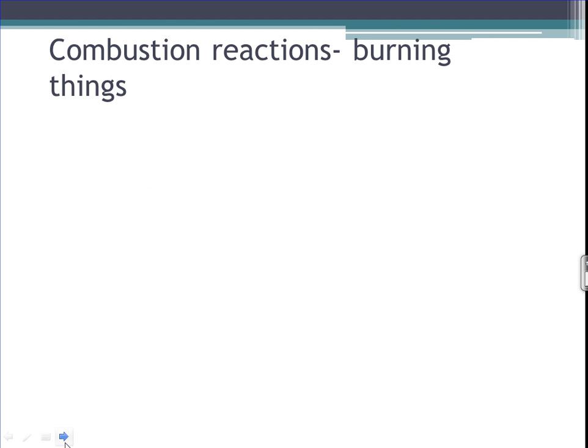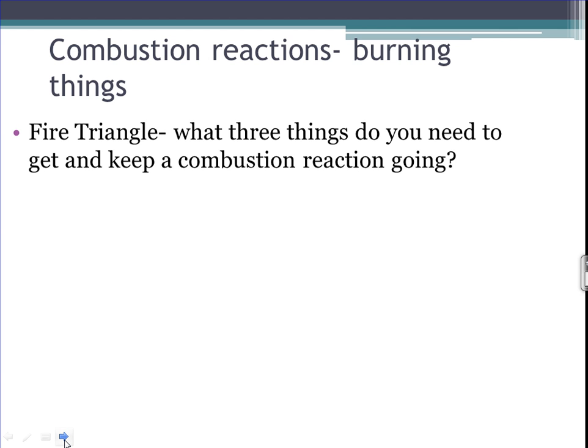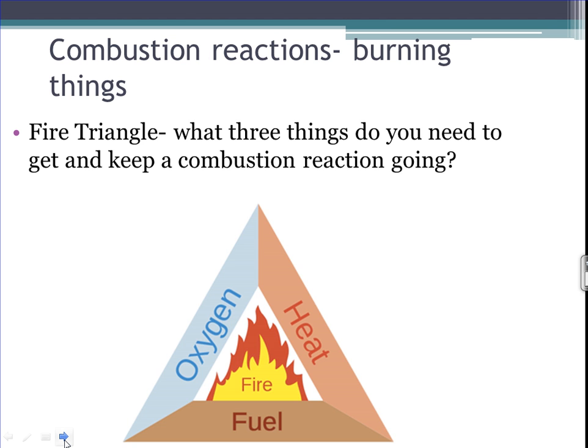What do you remember about the combustion reaction, burning things, from the fire lab? Remember the fire triangle. What 3 things do you need to get and keep a combustion reaction going? If you said oxygen, heat, and fuel, you would be correct. Notice that it does require heat, a little bit of energy, to get things going.